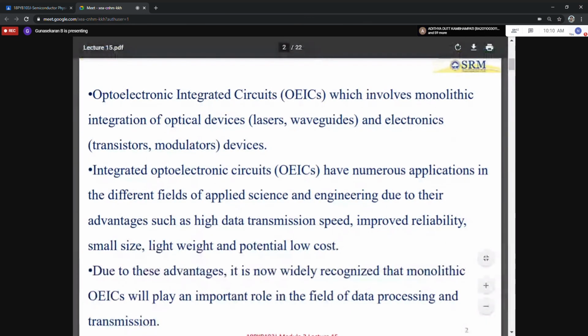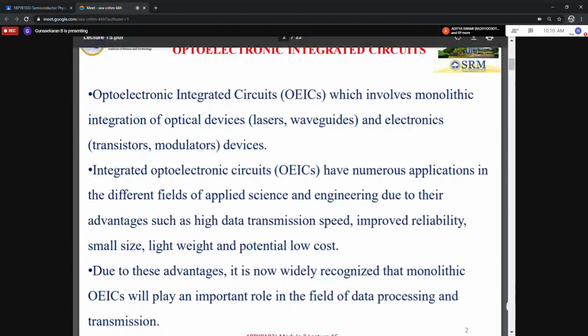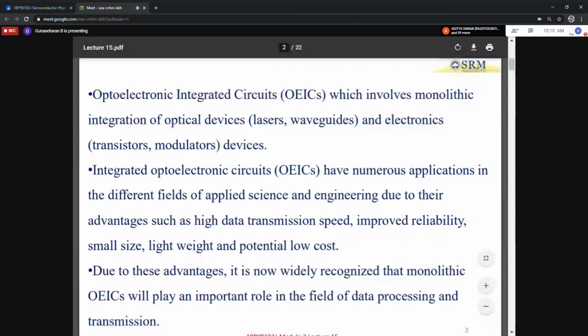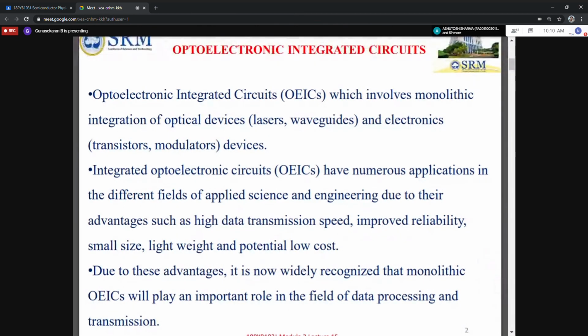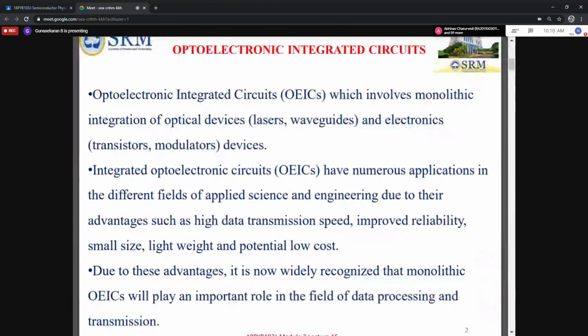And due to advantages such as very high data transmission, very high speed, improved reliability, and very small size and light weight, these are the advantages of optoelectronic integrated circuits. The only disadvantage is that the process is more complex. Nowadays this is widely used in monolithic fabrication, that is OEIC, which plays an important role in data processing and data transmission also.